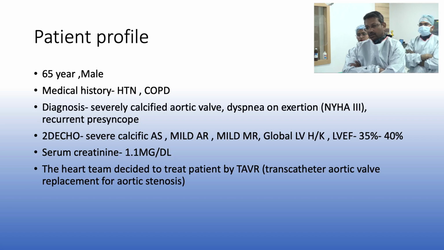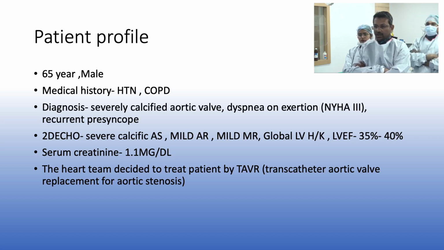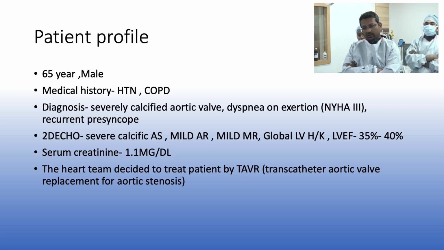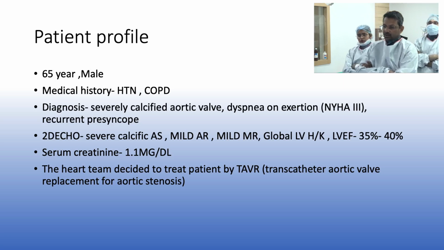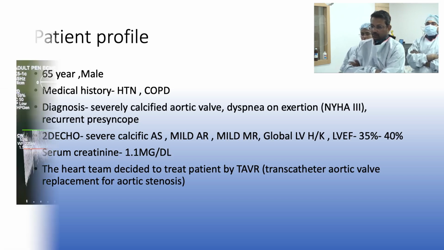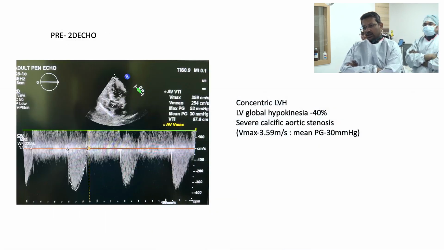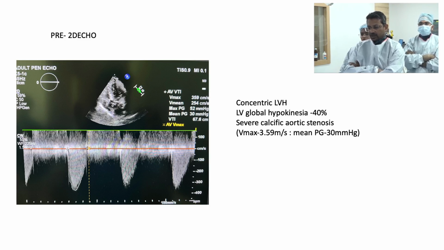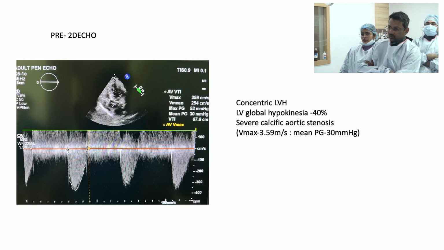When we did the echo, it showed severe calcific AS, mild AR, mild MR, and the ejection fraction was decreased, 35 to 40%. Creatinine was normal. We discussed with the heart team, with the surgeon, and decided to go ahead with percutaneous therapy, TAVR. The echo shows global LV hypokinesia; the aortic valve velocity is 3.59, and the gradient is like this. I think it is a low flow gradient.